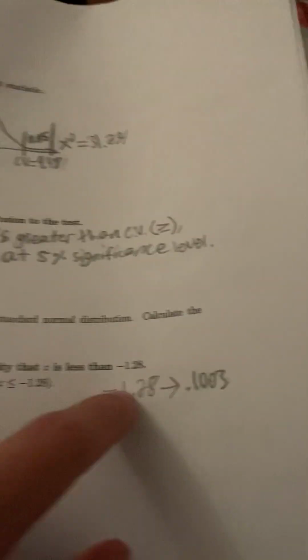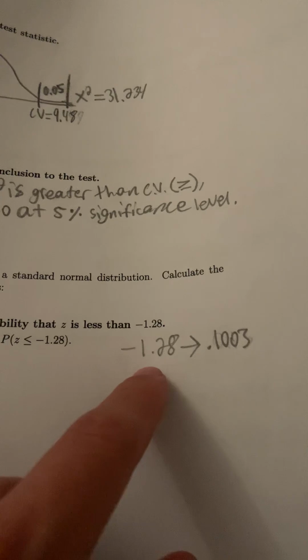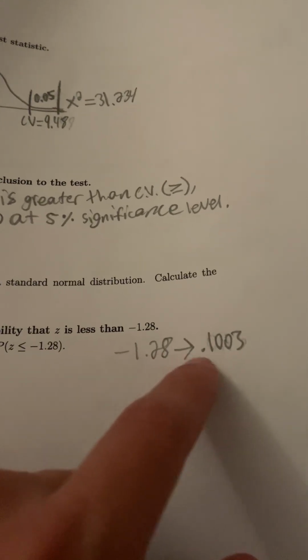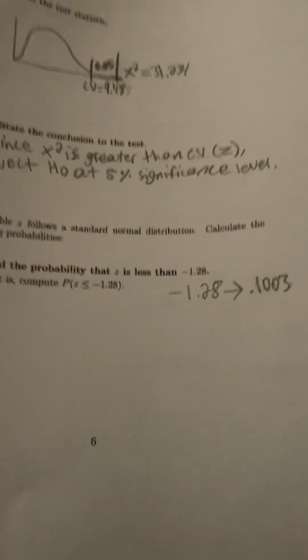So for this, you just look at this on the z-score chart, and that'll get you 0.1003. That's pretty much what you do.